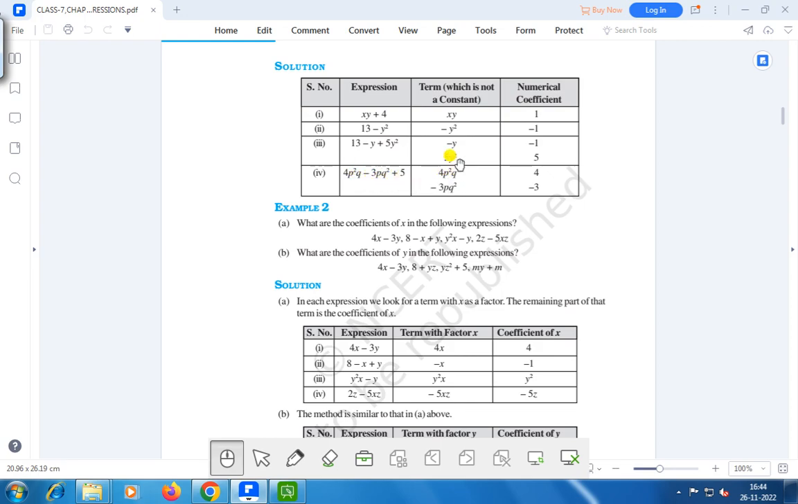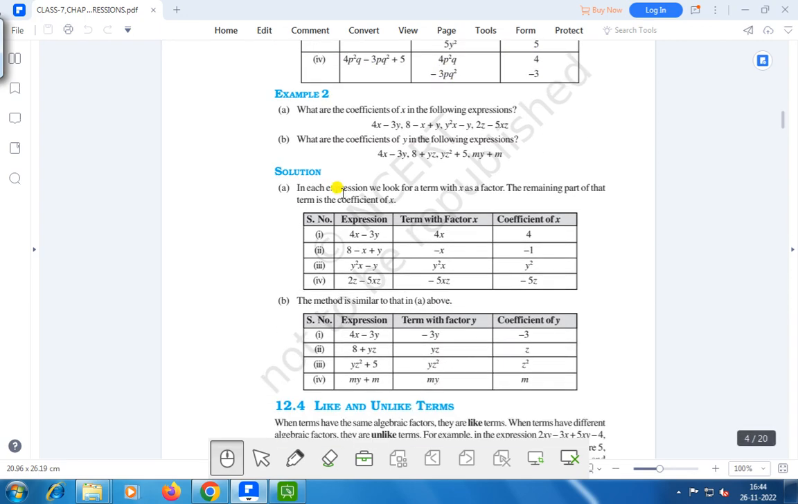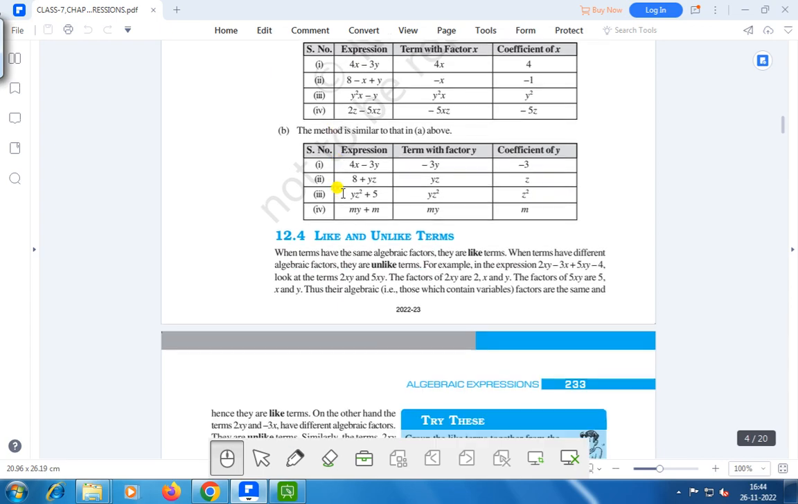4p square cube is a term which is not constant, and minus 3p q square is not a constant. Numerical coefficient: the numerical coefficient of this is 4, and the numerical coefficient of this one is minus 3. In this way, you can find the various coefficients.